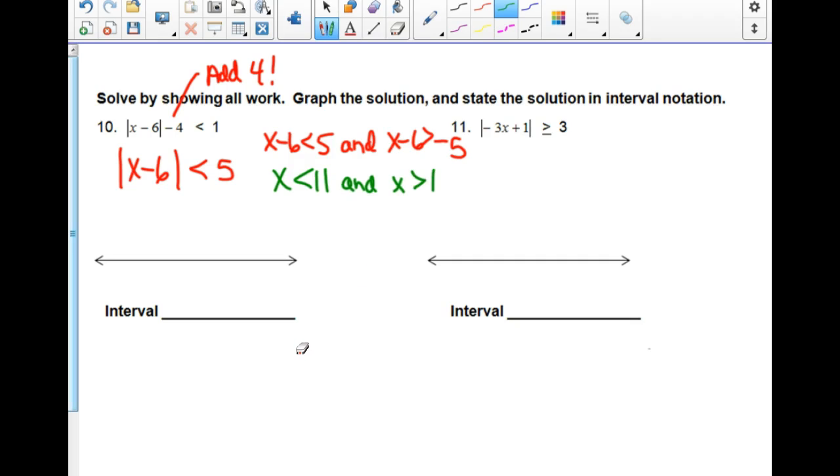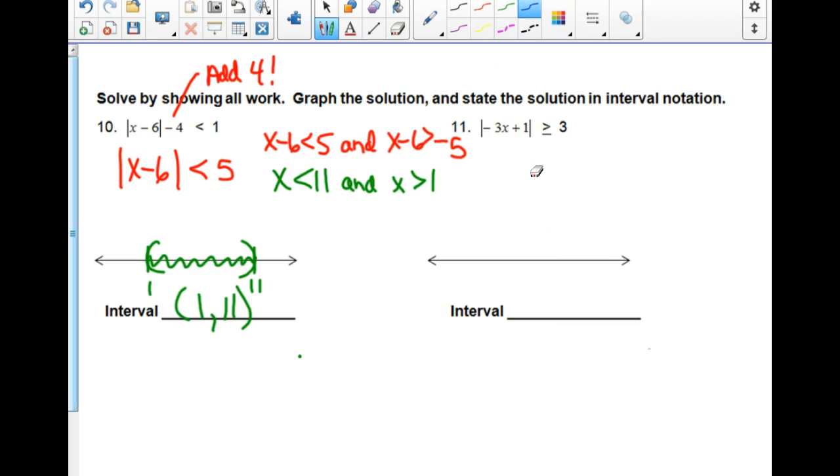So if it's smaller than 11 and it's bigger than 1, it doesn't include either one. If this is 1 and this is 11, it's between there. And it doesn't include them, so it'd be open. You could put an open dot. In some ways that people graph, they put an open dot. This shows me interval notation 1 to 11.